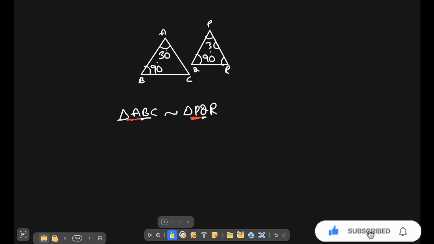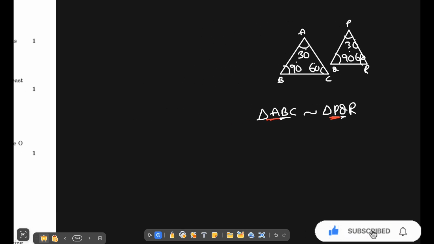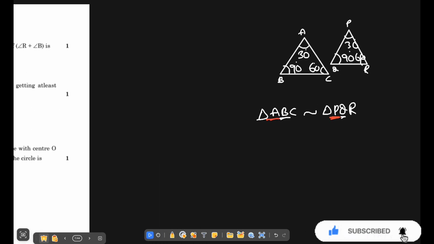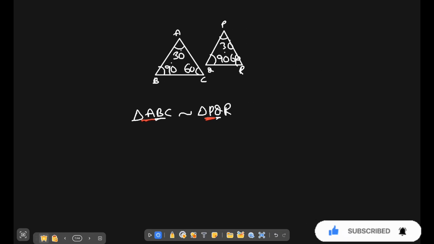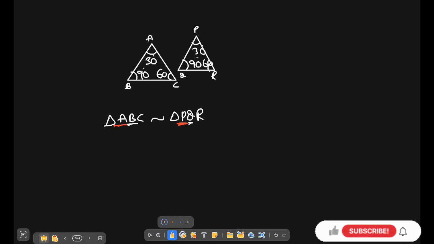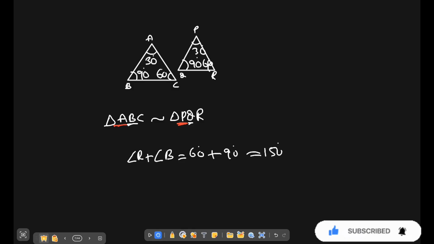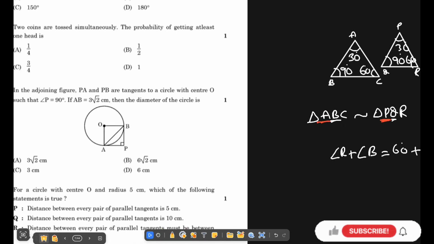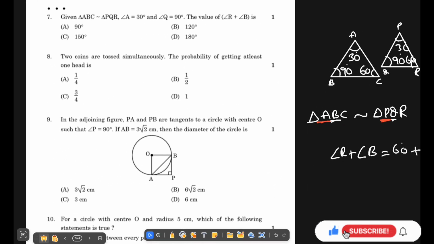Now, from the angle sum property of a triangle, 30 plus 30 plus 90 is 150... wait, for triangle PQR, 30 plus 90 is 120, so the remaining angle is 60 degrees. Here it is also 60 degrees. So what we need to find is angle R plus angle B. Angle R is 60 degrees, angle B is 90 degrees, so it is 150 degrees. Let's see which option is right. 150 degrees, so option C is right.